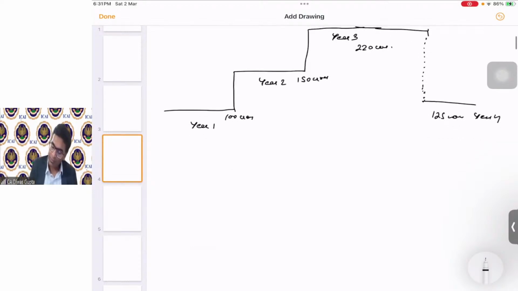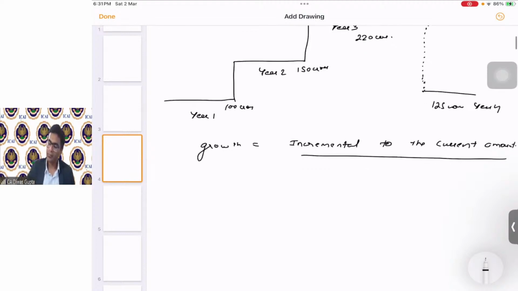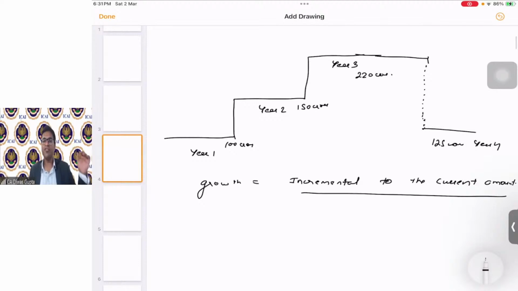So what do we mean by growth actually? Growth is equal to something that is incremental to the current amount. Correct, students? Something that is incremental to the current amount. So if we are going straight, there is no growth. If we are improving, then there is a growth. And the improvement is the increase in the profits.